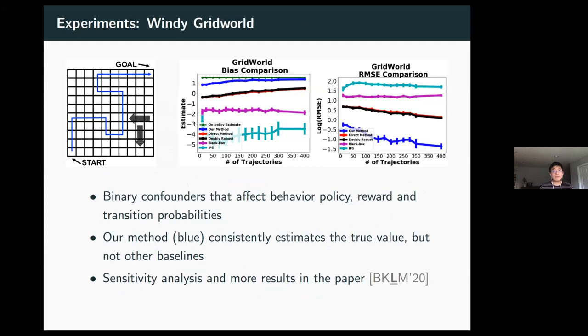So this is an example of how we could incorporate causality or causal inference techniques in OPE. But this is just a relatively simple setting, and there is a lot that remains to be done.